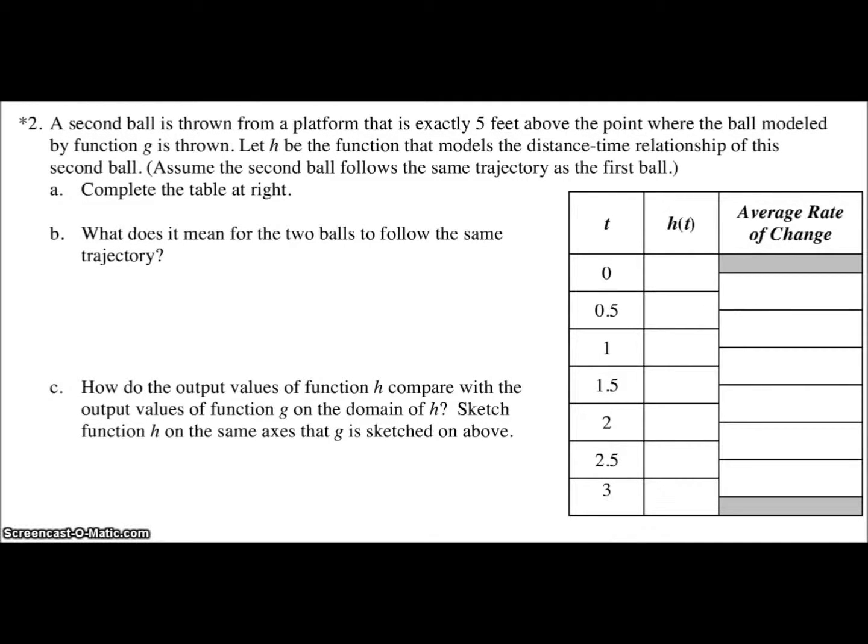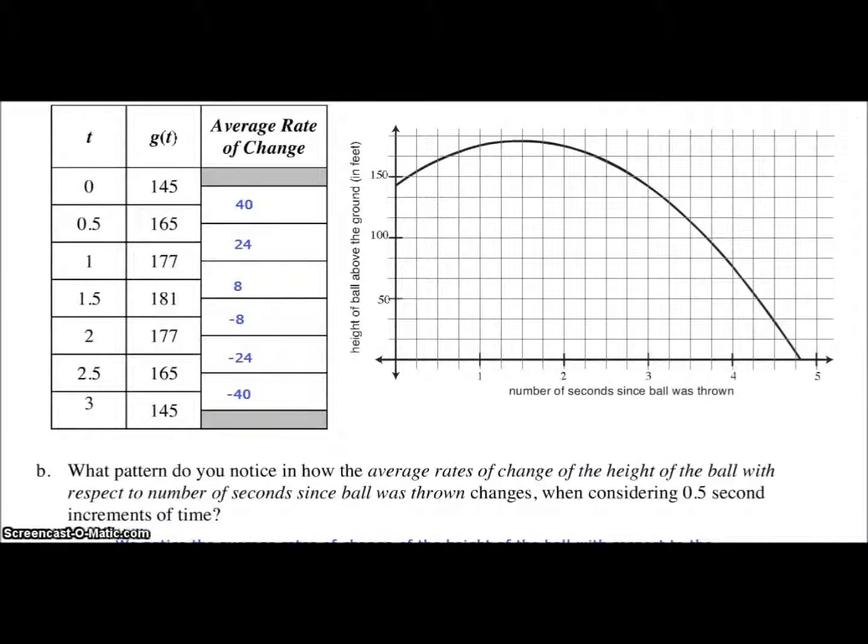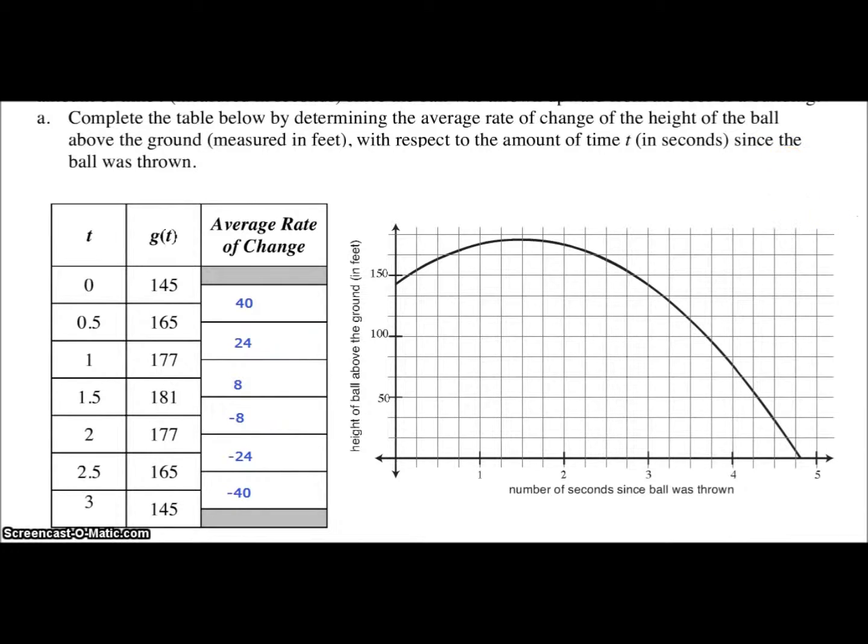What do we want to do here? Let h be the function that models the distance-time relationship of this second ball. Complete the table at the right. So essentially just our function h, we're going to start 5 feet higher, so we're going to start at 150, and at any given period of time this second ball would be exactly 5 feet higher than the other one.